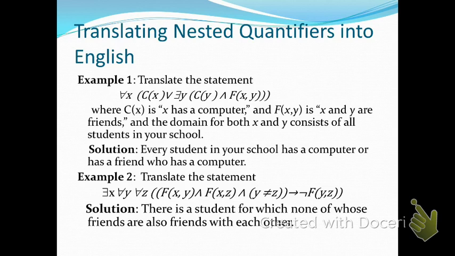There is a student for which none of whose friends are also friends with each other. Okay, so this is generally not a statement. This is probably not a true statement because we talk about the six degrees of separation. Everybody has some kind of connection. But this statement is saying there is a student for which none of whose friends are also friends with each other.